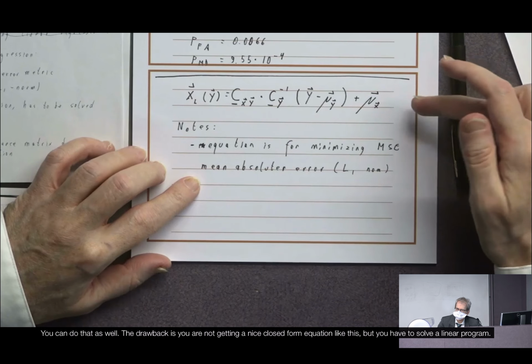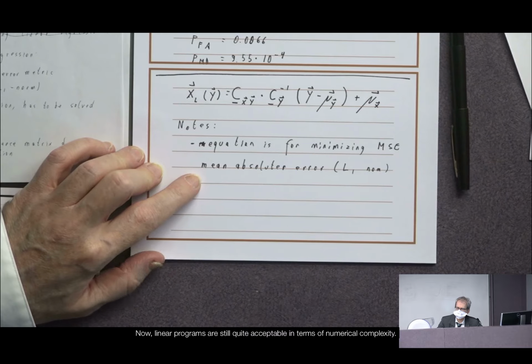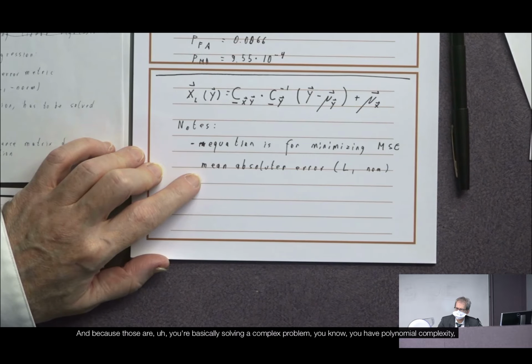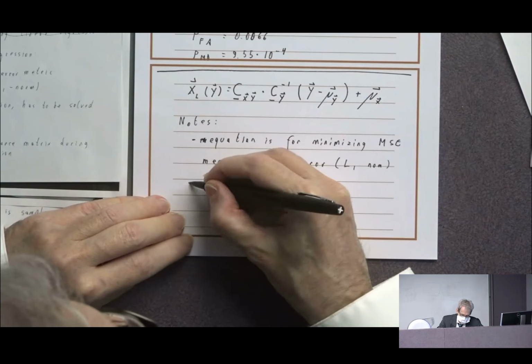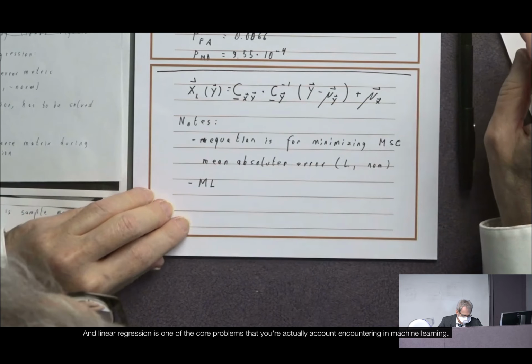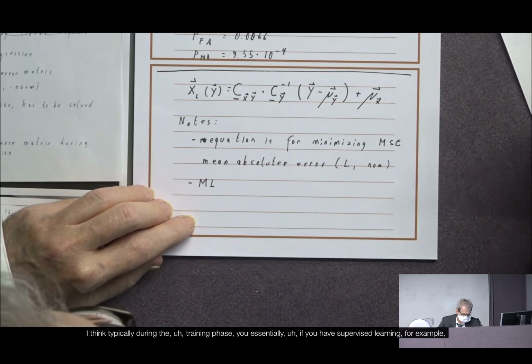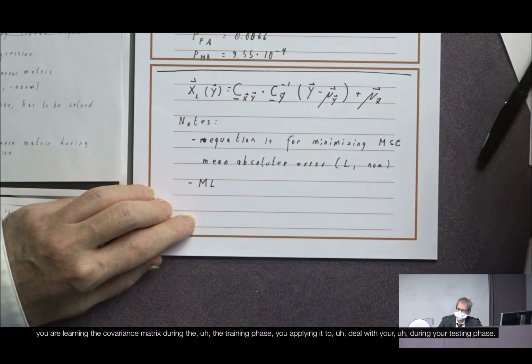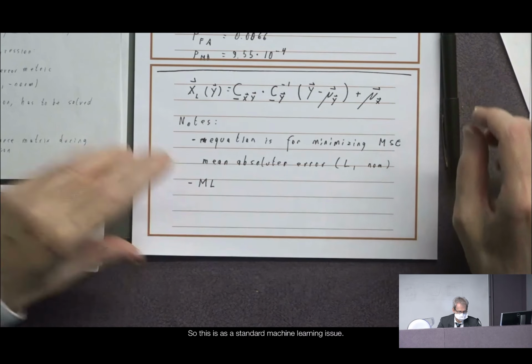The drawback is you're not getting a nice closed form equation like this, but you have to solve a linear program. Linear programs are still quite acceptable in terms of numerical complexity, since you have polynomial complexity, but it might still take more time than mean square error. And linear regression is one of the core problems you encounter in machine learning. Typically, if you have supervised learning, you learn the covariance matrix during the training phase and apply it during your testing phase. So this is a standard machine learning issue.